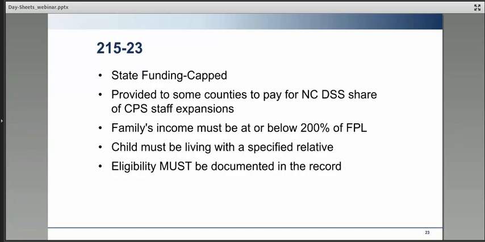215.23. Again, same thing from 210. It's state funding. It's capped. We already talked about that it was provided to help pay for the state share of some staff expansions. The family's income has to be at 200% of the poverty level. Child has to be living with a specified relative, and eligibility must be documented in the record. Nothing new between this program code, the use of 23 with 215, and the use in 210.